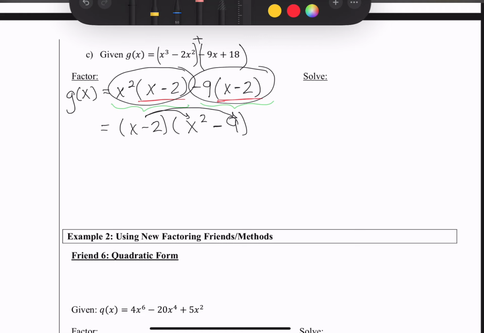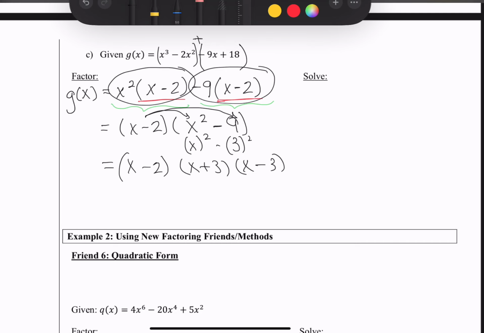Now look at my second binomial factor, x squared minus 9. That is a difference of two squares, right? I can write this as a base of x squared and a base of 3 squared, and it's the difference of those two squares. So when I factor a difference of two squares, I end up with a sum and difference pattern where those bases are my terms. And I still have my first factor of x minus 2.